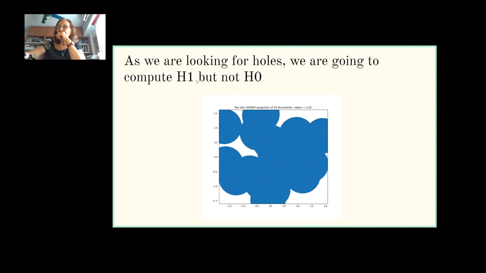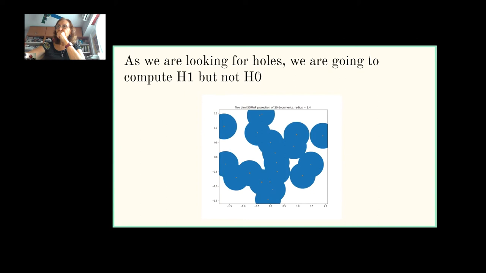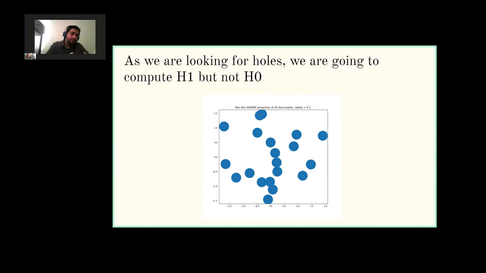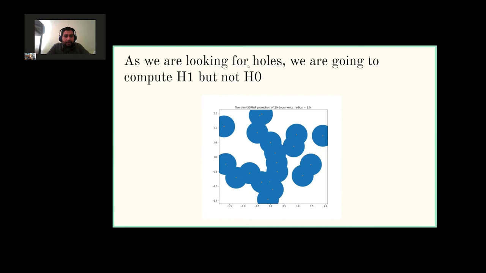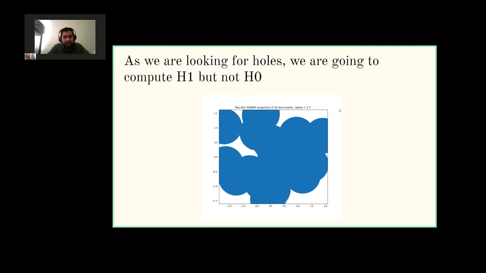There are one, two, three-dimensional holes. There are holes of many dimensions. Since we are interested in holes, we are not going to pay attention to the zero-dimensional homology, which is just the number of connected components. This is not going to tell you anything about holes in knowledge. The zero-dimensional homology is a pretty useful tool as well, but for the purpose of this research, we decided to ignore it for now.